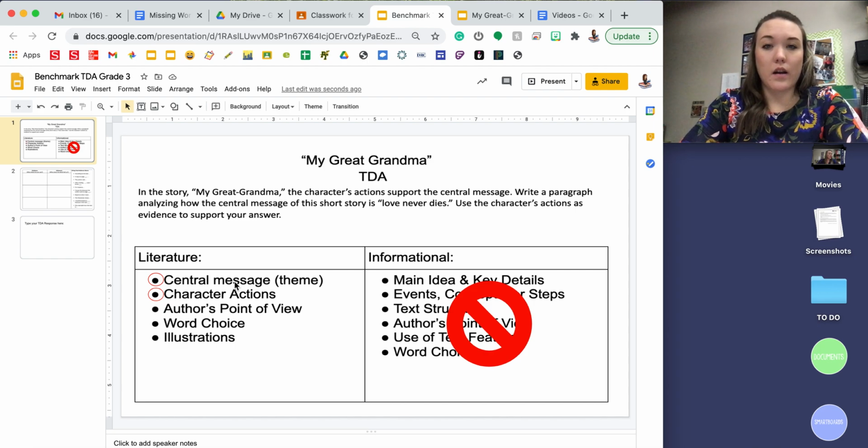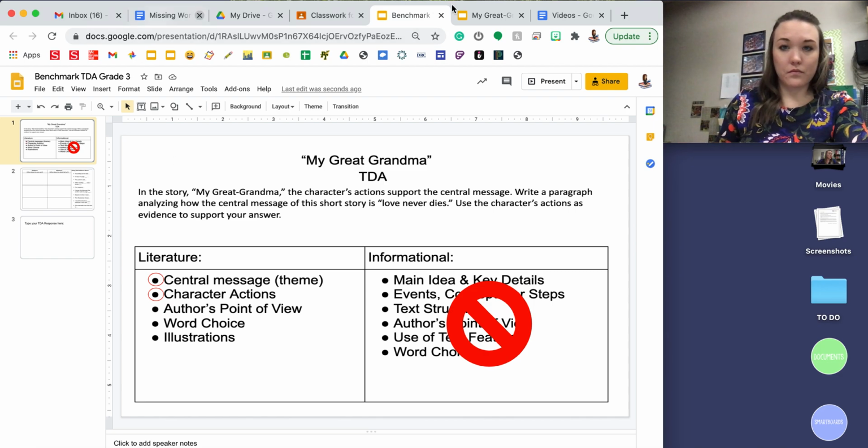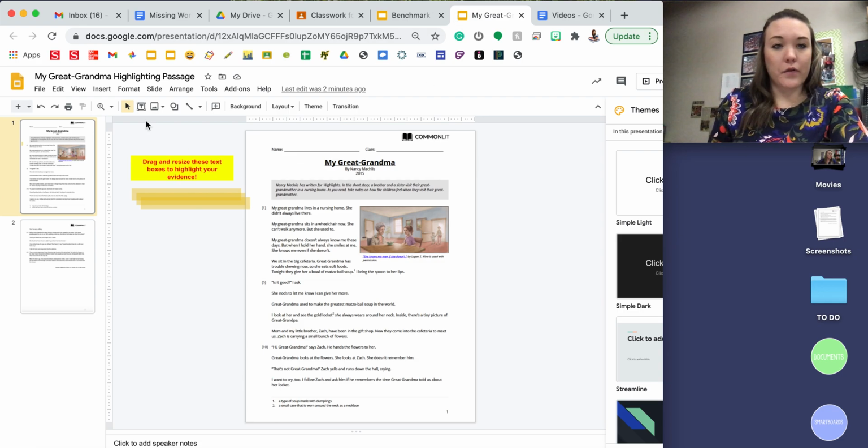So even when anybody in your family or close friends pass away, or maybe even an animal, the love that you have for them and the love that they had for you never goes away. Let's read our story for the first time.